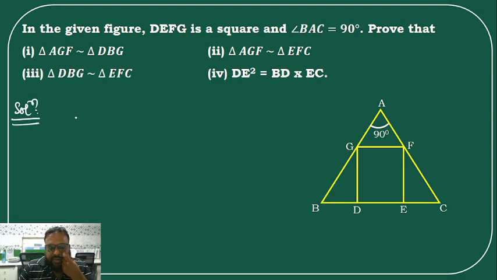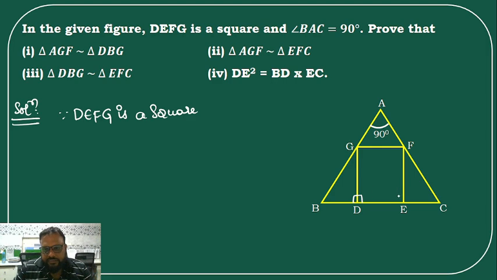The main thing given is that DEFG is a square. If DEFG is a square, then the angles here will be 90 degrees, and here also. And I can also use the fact that DG is equal to DE is equal to EF is equal to FG. This is what is given for us, and of course the 90 degree angles are also there with us. Now let us come to the first case.